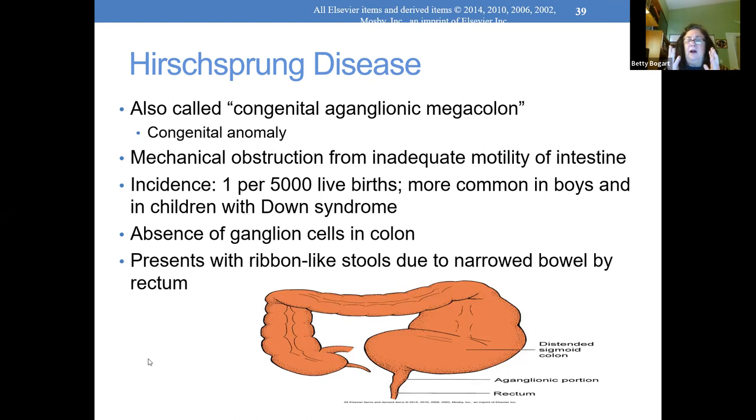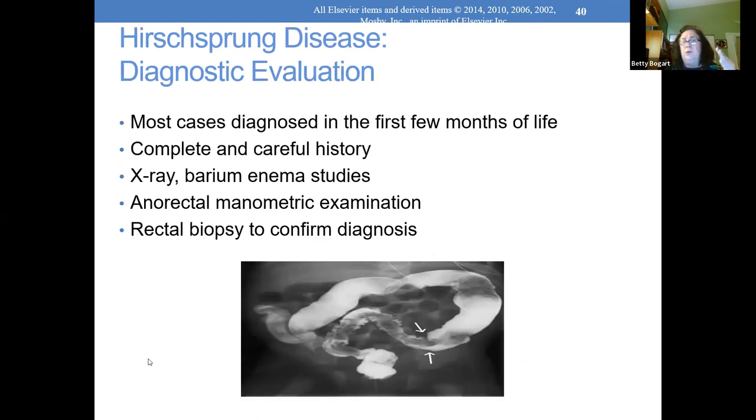This is something that we need to go ahead and diagnose. We'll do an X-ray.